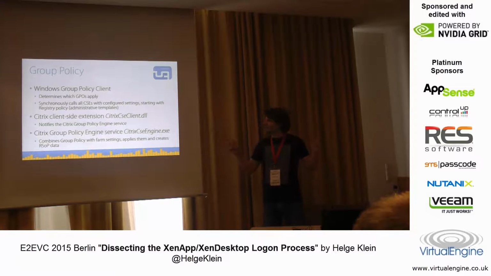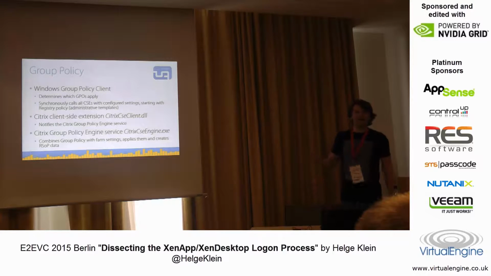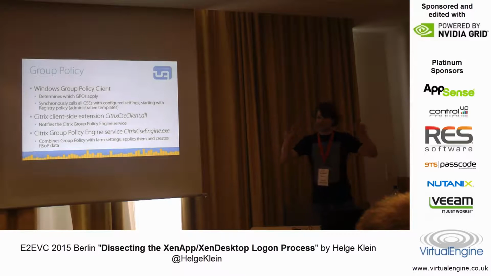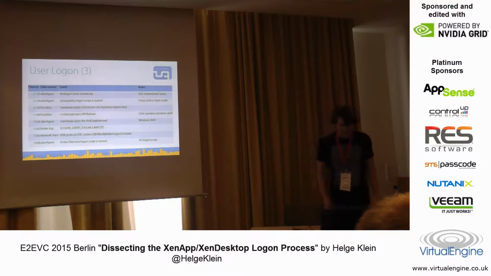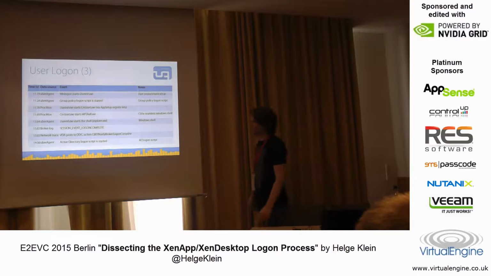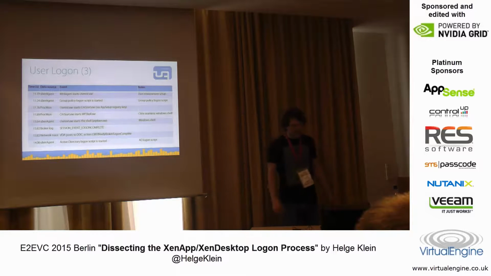In any case, the Citrix Group Policy Engine service combines anything that might be configured in the farm and in Active Directory, applies that, and creates the RSOP data. And by the way, if you configure the same setting in the farm and in Active Directory, the farm loses. Active Directory rules, which might be a nice quote. Okay, and then basically after this has happened, the shell is started through userinit, and the logon is more or less finished.